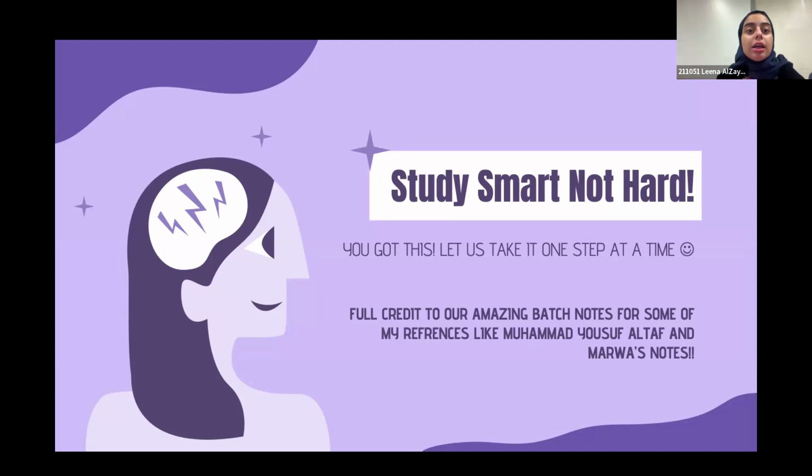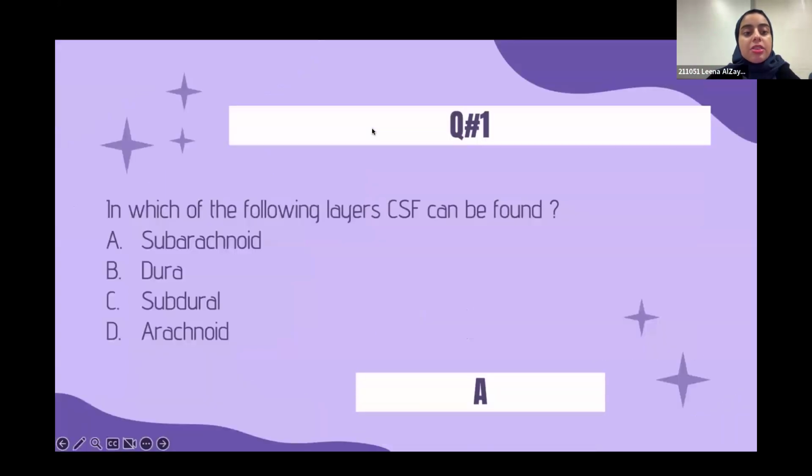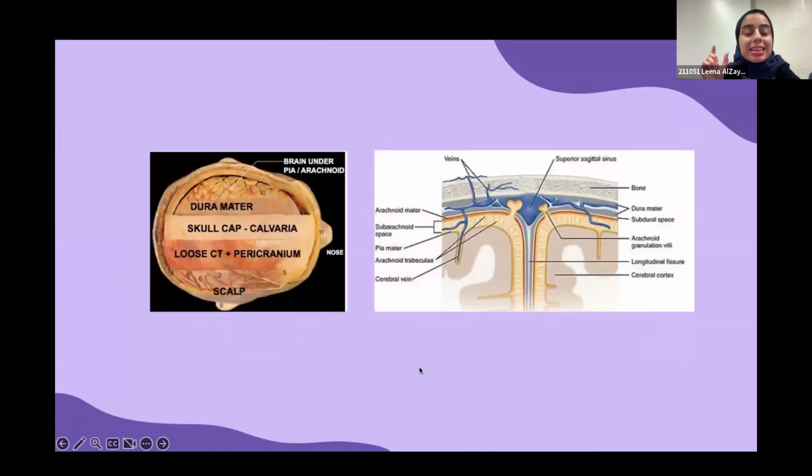Another thing I want to mention about studying smart, not hard, is my approach for this whole presentation, which is that every time I get a question, I dissect it and go back to the lecture that explains it. I'm going to show you an example here: I have a question, and I'm going to explain the exact picture that comes from the slide.